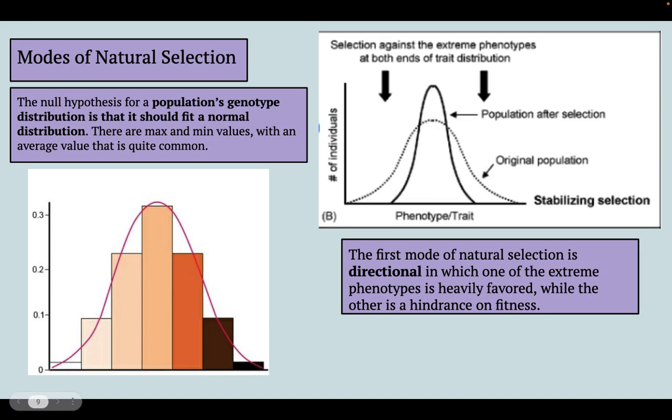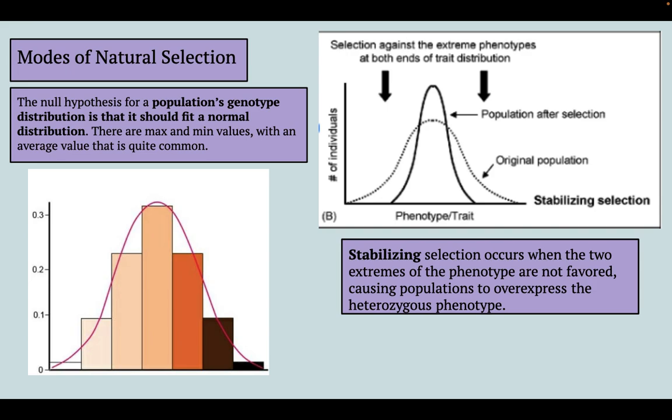The second type of selection is called stabilizing selection, and I call this the Goldilocks mode of selection. It's not too cold, it's not too hot, it's just right. For some reason, the extremes of the phenotype are terrible. It's not good to be tall, it's not good to be short, it's perfect to be average. So what we see over time across populations is more and more individuals, through selective pressure and natural selection, have offspring with the intermediate phenotype. A good example of this would be human head size. There are disadvantages to having a small head or a large head. A medium-sized head is appropriate.